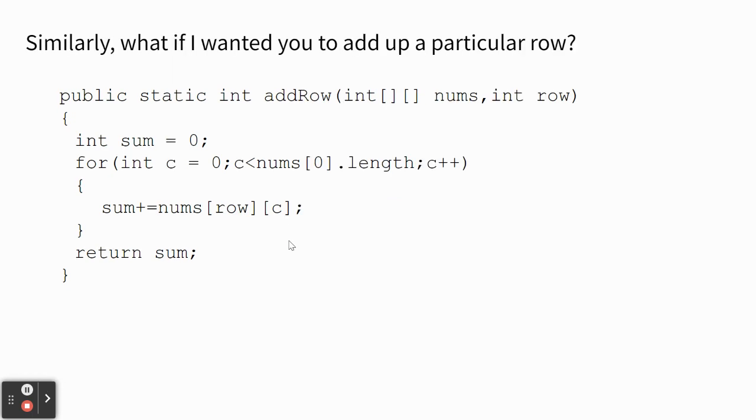And what if I wanted only to add up a particular row? You do a very similar thing. This time, the for loop has to go through the columns. So it's kind of opposite day. If I wanted you to add up all the things in a particular row, then you need a for loop that goes through all the columns because your row is fixed. And if I asked you to add up a column, you have to do a for loop of the rows because the column is fixed.